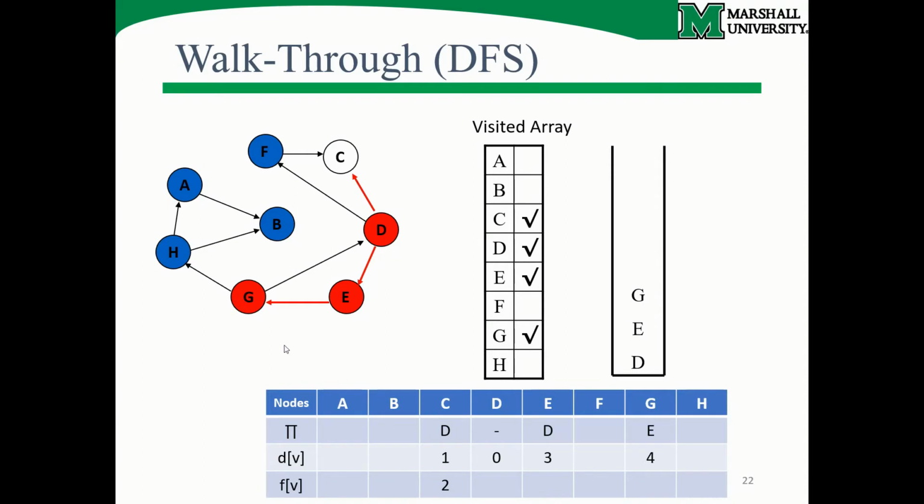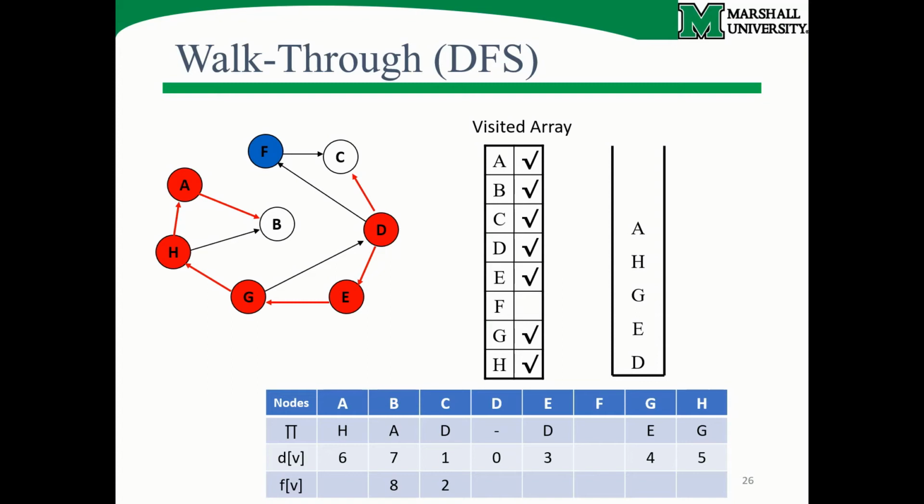From E we will discover G at time 4. From G we will discover H at time 5. From H we will discover A at time 6, and from A we will discover B at time 7. From B we can see there are no other nodes we can discover. There are no adjacent nodes from B, so we can finish processing all the adjacent nodes of B at time 8.